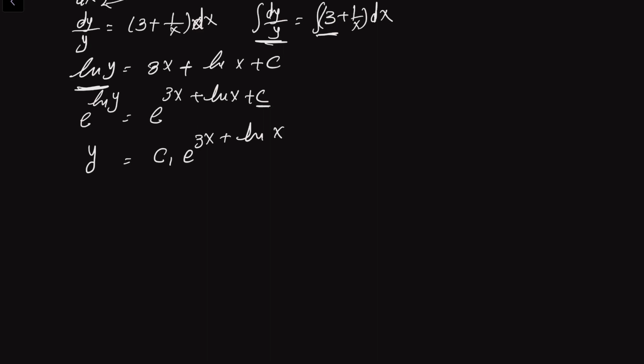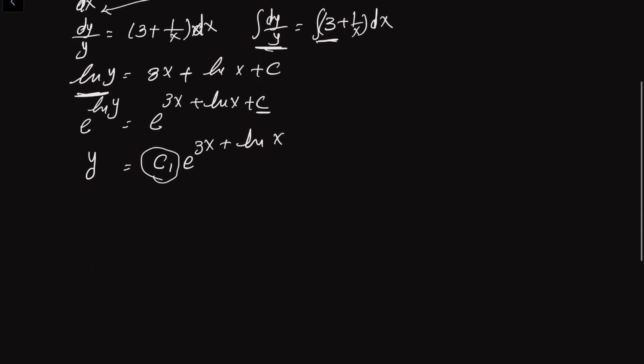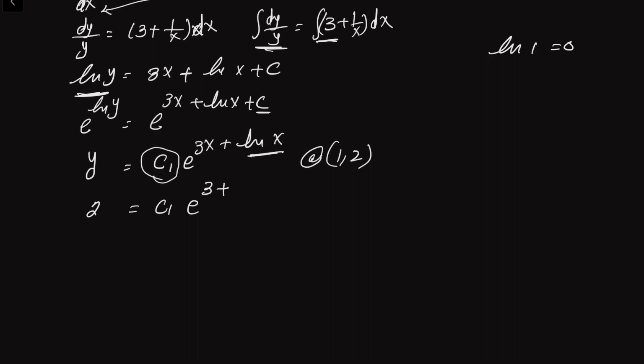Now, we want to know what is the value of c. We already have a point here, it's given as (1, 2). So let's substitute at (1, 2). The y value is 2 equals c1 e to the, x value is 1, so 3 times 1, that's 3, plus natural log of 1, that equals 0, so plus 0. So that will be equal to c1 e to the 3.